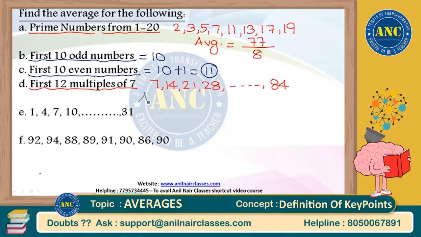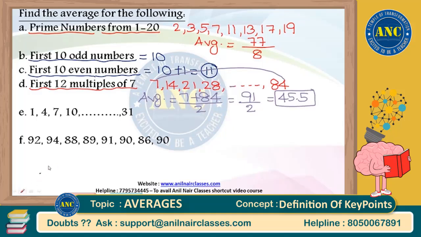For the only simple reason that 7, 14, 21, 28, 35, etc. till 84, all these are nothing but in arithmetic progression. Common difference is same. Average in arithmetic progression is first term plus last term divided by 2. Answer for this question is 7 plus 84 divided by 2. Answer is 91 by 2, which is 45.5.